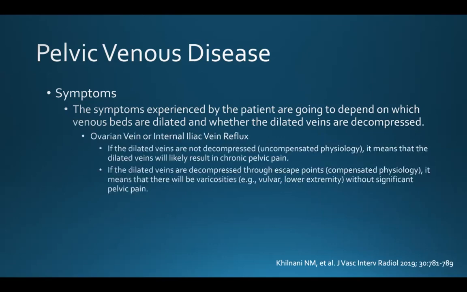So let's first look at the ovarian vein and internal iliac veins. When reflux is occurring, the veins get dilated. And if the dilated veins are not decompressed, which is otherwise known as uncompensated physiology, it means that the dilated veins will probably result in chronic pelvic pain. But if the dilated veins are decompressed, potentially through escape points, which is known as compensated physiology, it means that there will be varicosities, maybe vulvar varicosities or lower extremity varicosities, without significant pelvic pain.